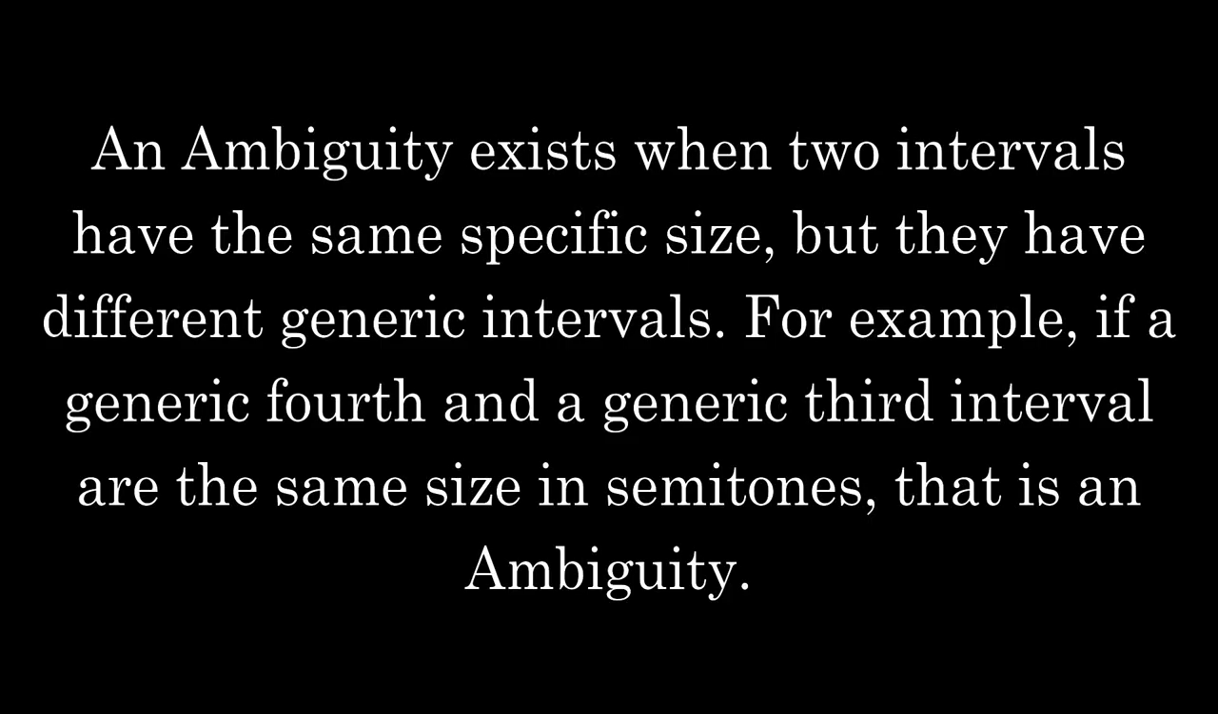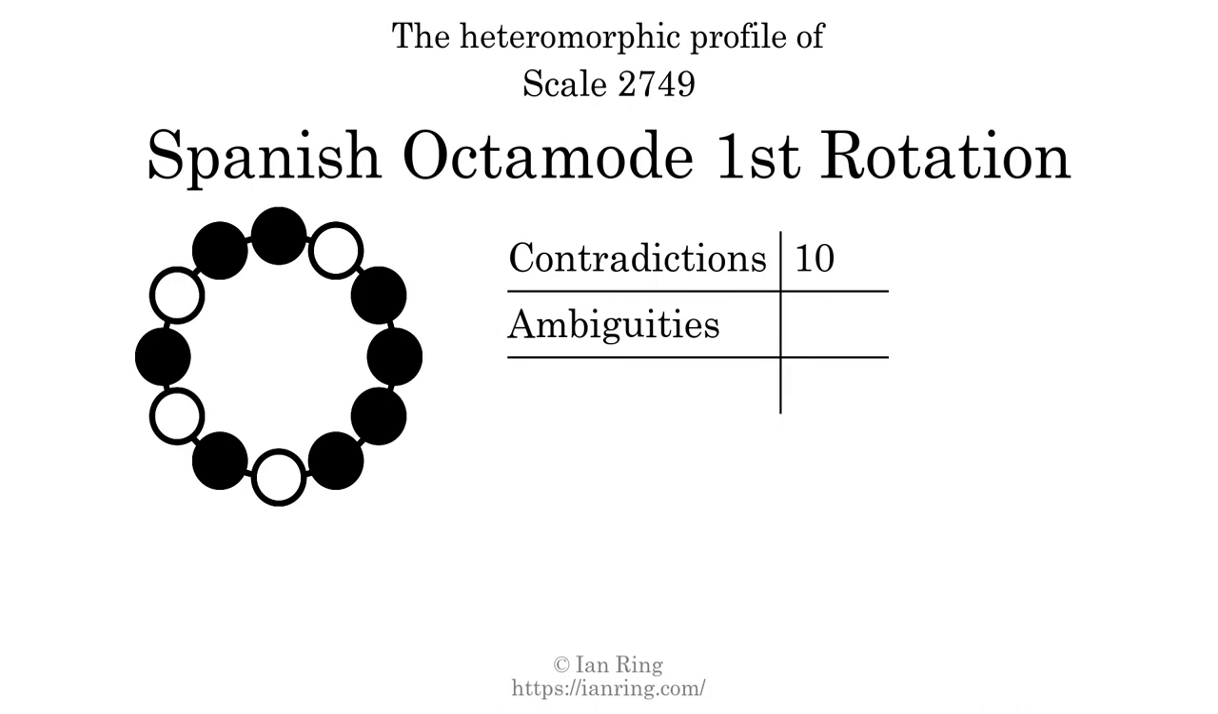An ambiguity exists when two intervals have the same specific size, but they have different generic intervals. For example, if a generic fourth and a generic third interval are the same size in semitones, that is an ambiguity. The number of ambiguities in this scale is 59.